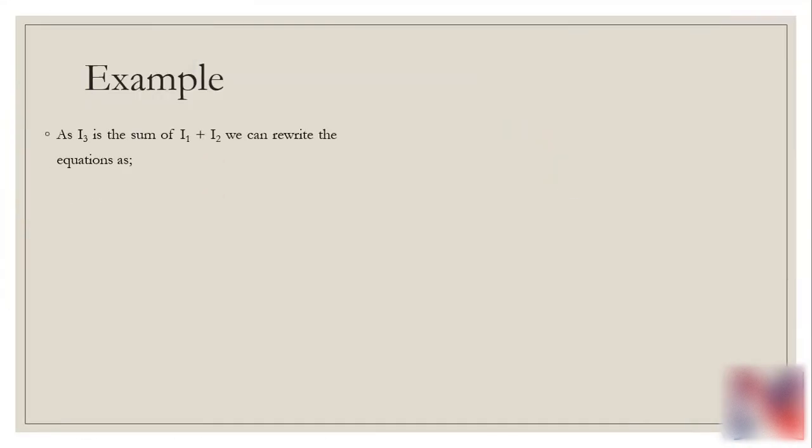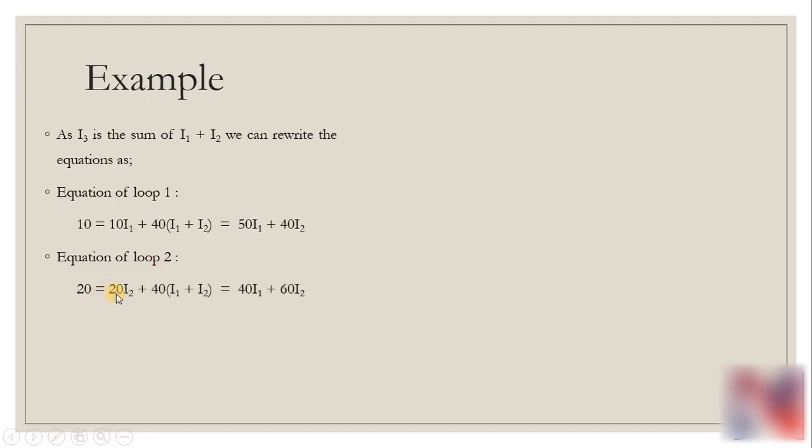As I3 is the sum of I1 plus I2, we can rewrite the equation. For loop 1, we can rewrite it as 10 is equal to 10 I1 plus 40 (I1 plus I2). So this becomes 10 is equal to 50 I1 plus 40 I2. For loop 2, the equation will be 20 is equal to 20 I2 plus 40 (I1 plus I2). So this becomes 20 is equal to 40 I1 plus 60 I2.